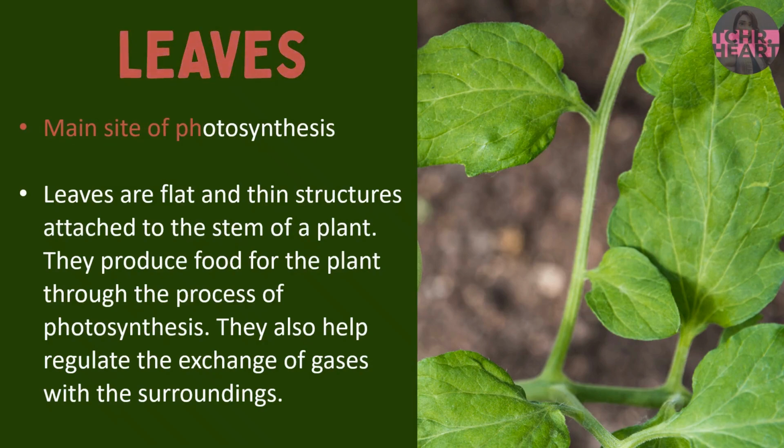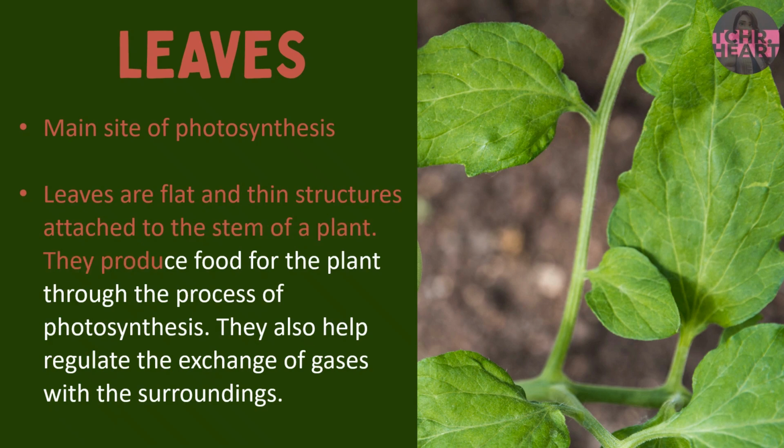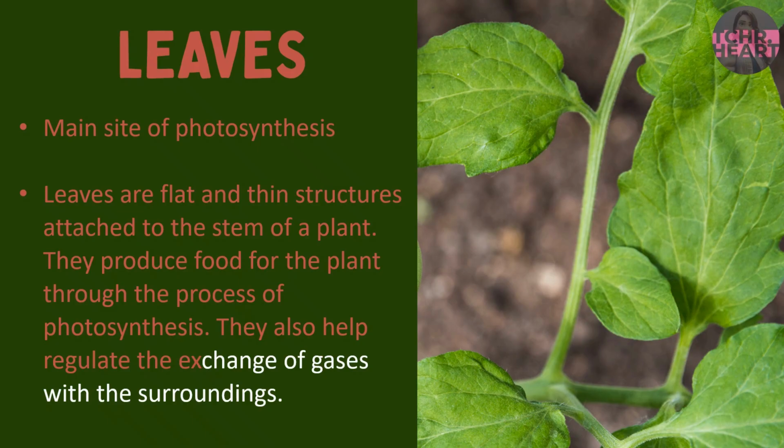Leaves, main site of photosynthesis. Leaves are flat and thin structures attached to the stem of a plant. They produce food for the plant through the process of photosynthesis. They also help regulate the exchange of gases with the surroundings.